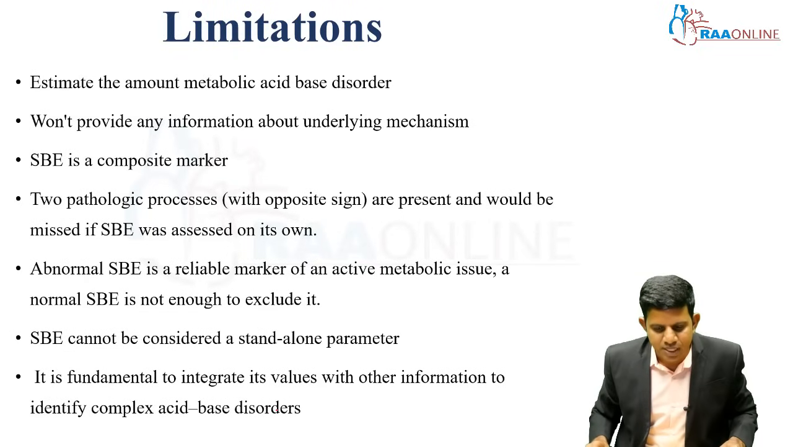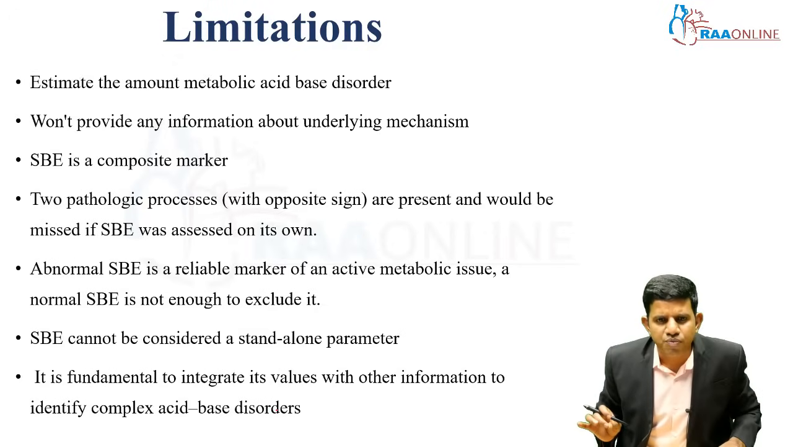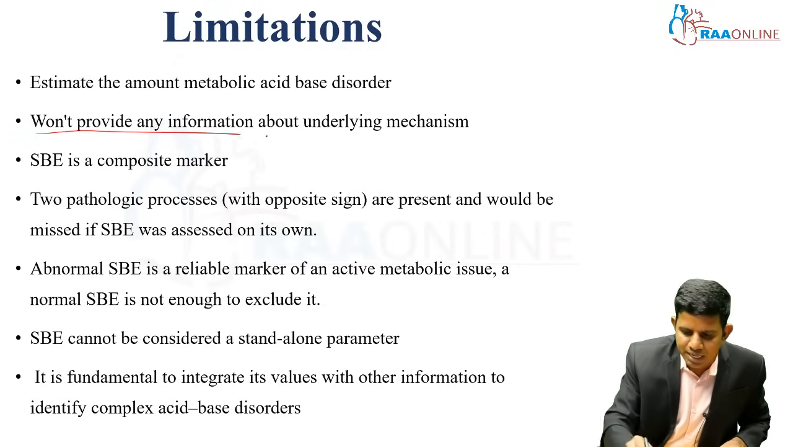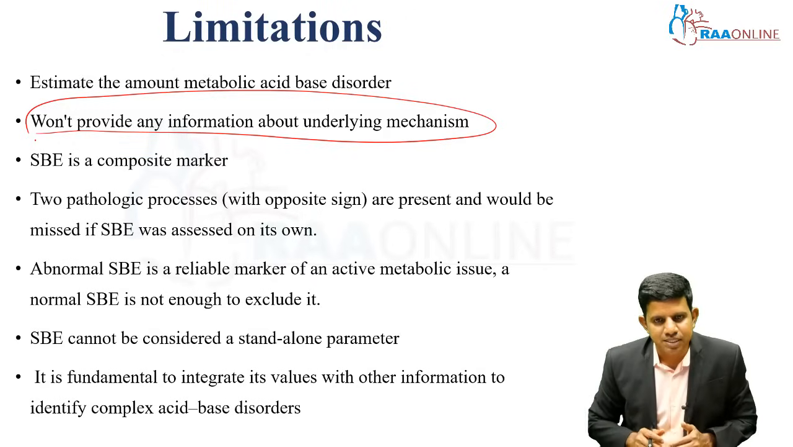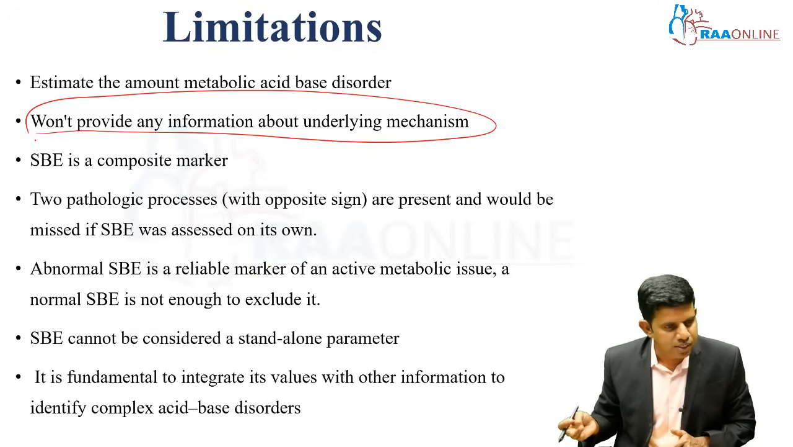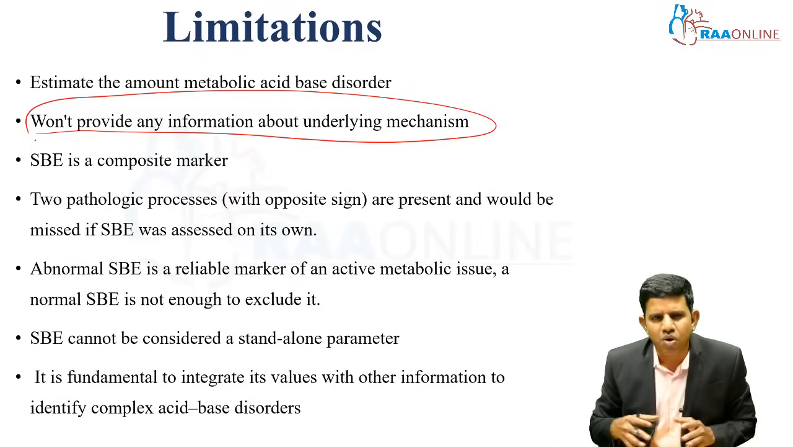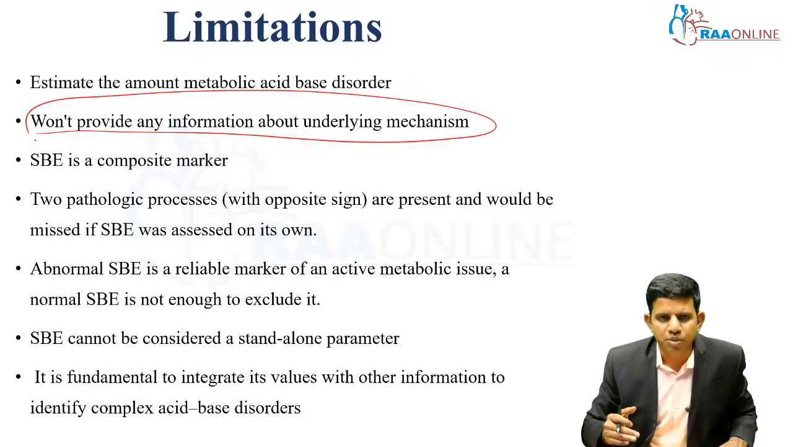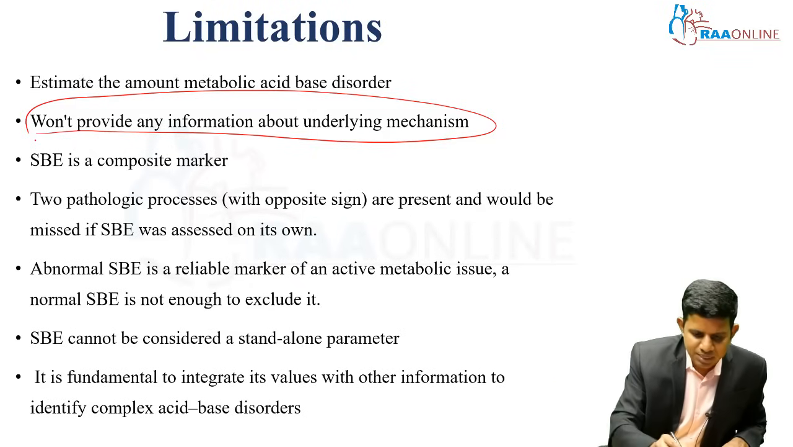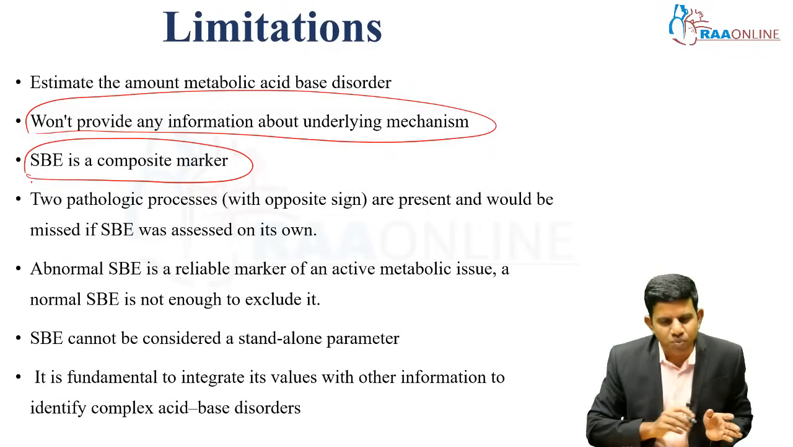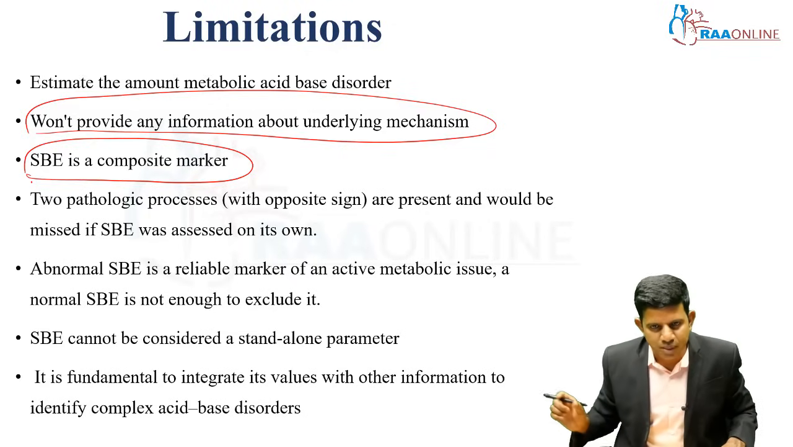Okay, so the limitations. It estimates the amount of metabolic acid-base disturbance, but it won't provide any information about the underlying mechanism. The base excess may decrease, for example, becoming more negative, in a hypochloremic acidosis, or an anion gap metabolic acidosis such as DKA, or ethanol poisoning, or lactic acidosis. All these conditions will decrease the base excess. So it won't provide any information about the underlying mechanism. It is a composite marker. It gives the overall picture of my metabolic acid-base status.